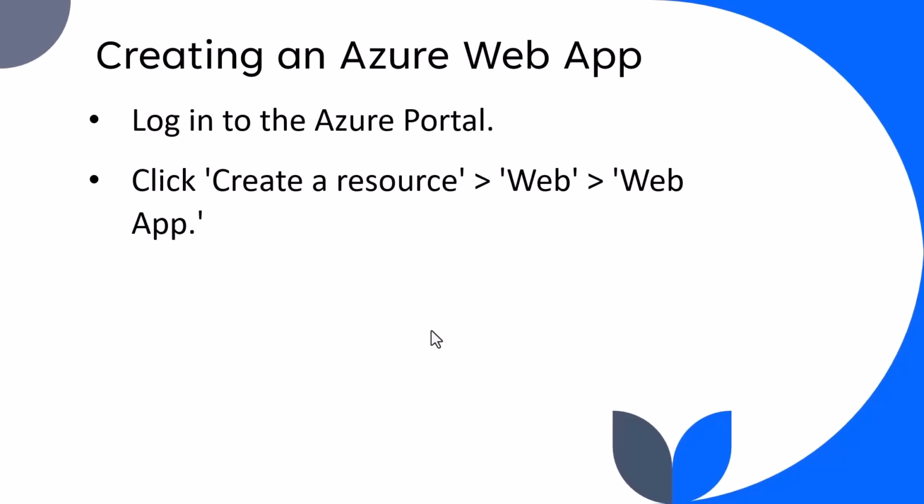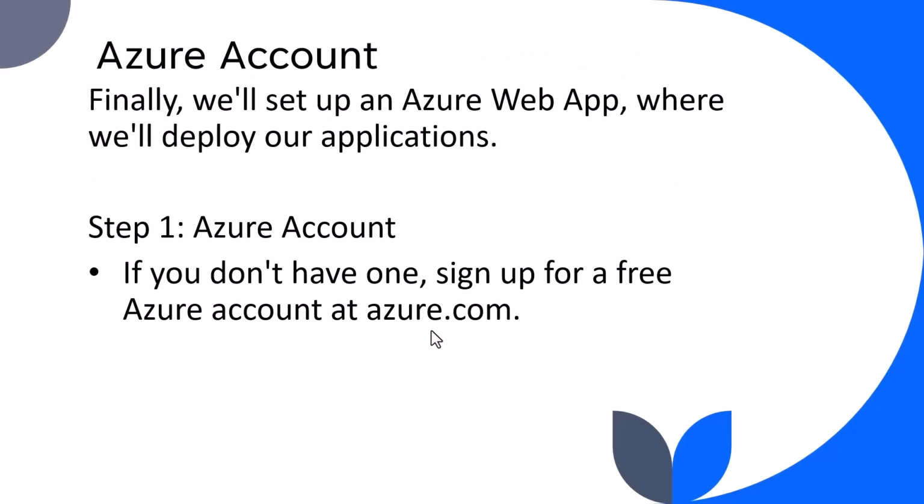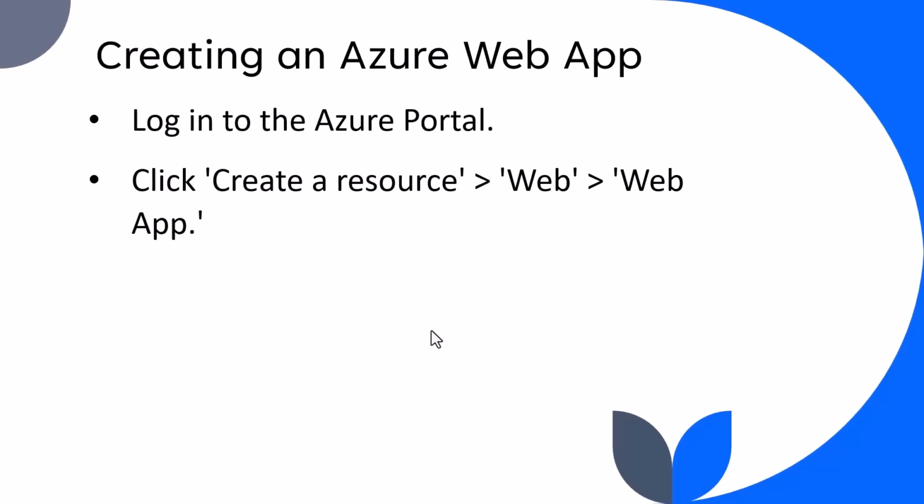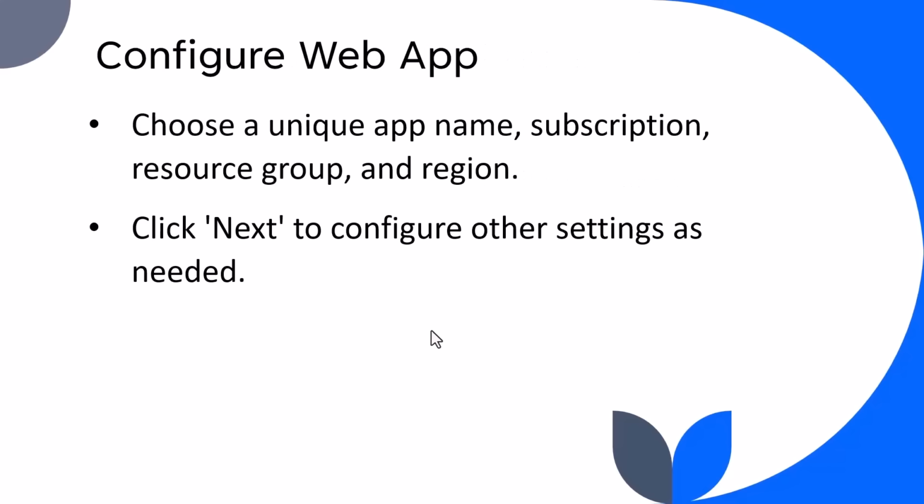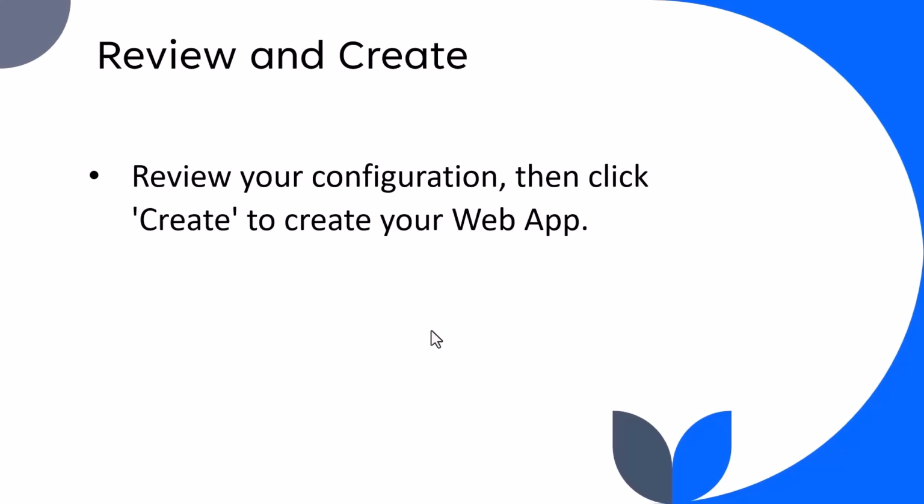Okay. So, now creating an Azure web app. So, you'll have to log into the Azure portal from here, azure.com. Once you've signed in or created a registration free of cost initially, you could log into the Azure portal and click create a resource, and then web and web app. And then in the configuration of the web app, you choose a unique app name, subscription, resource group, and region. And then click next to configure other settings as needed. And then review your configuration and then click create to create your web app.